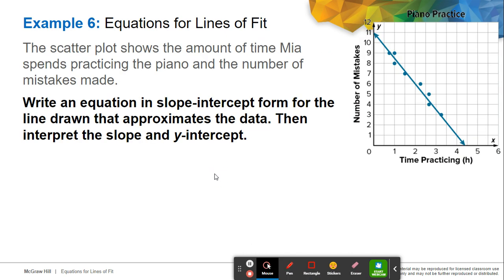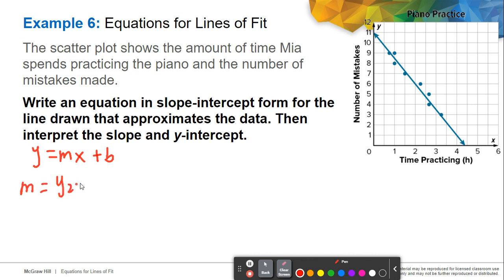Okay, example number 6. So we have here the scatter plot showing the amount of time Mia spends practicing the piano and the number of mistakes she made. Okay, so let's make the equation of our line of fit. So remember, we have y equal to mx plus b. Let's find our slope by using our formula y sub 2 minus y sub 1 over x sub 2 minus x sub 1. Okay, so let's find points here lying on our line, which is, let's say, this one. Okay, and also we can use this one.